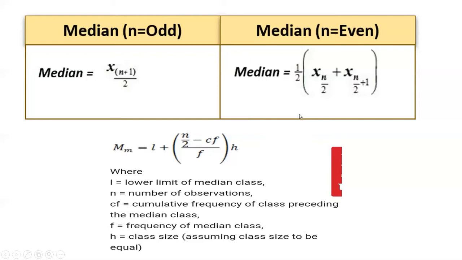Then N will be the number of observations. CF will be the cumulative frequency of the class preceding the median class. This point you should remember: the cumulative frequency of the preceding class will be taken, not the succeeding class. F is the frequency of the median class, and h is the class size. As I showed you, if 10 to 20 is the median class, h will be the difference between the upper limit and the lower limit. It will be called h, the class size.